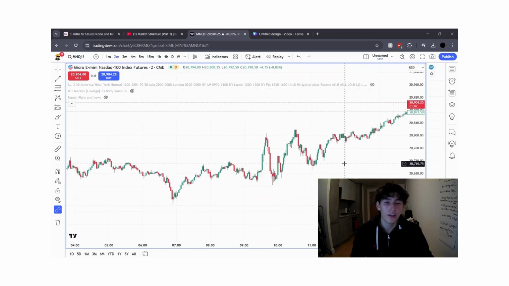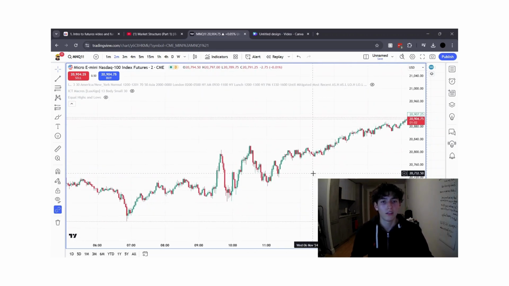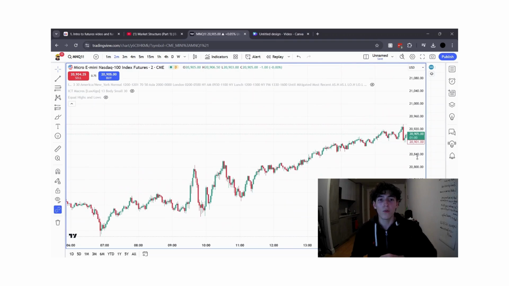Because let's say I'm bullish, right? And I take a long, I'm going to be making a lot more money than if I took a short, and that'd just be a small retracement, right? And then it goes up because at the end of the day, the market's trending bullish.